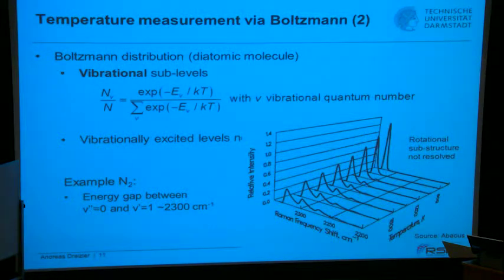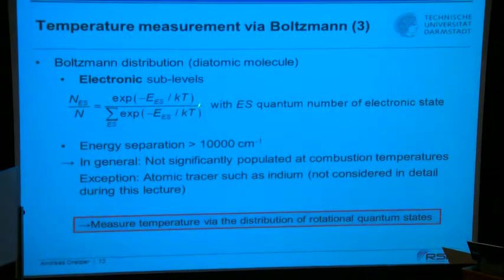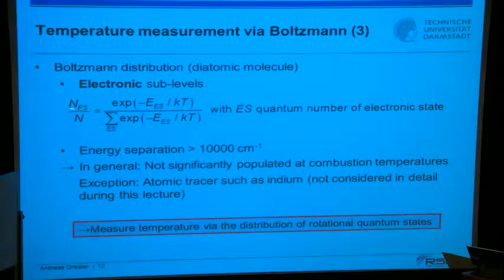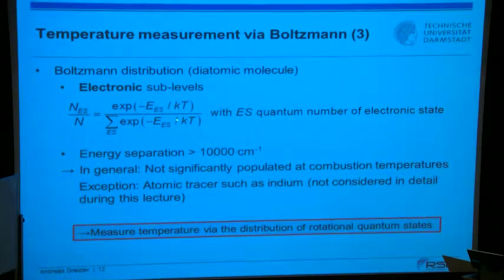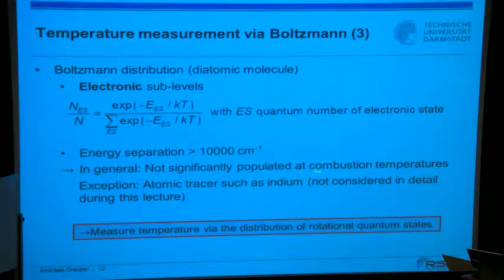So much higher energy levels than in rotation. Let's refer to electronic sublevels. Now we have here the Boltzmann fraction for these different electronic states, with accordingly the energies of these electronic excitations. And there the energy separation is in the order of at least 10,000 wave numbers for molecules we're interested in. And that's why, even at adiabatic flame temperatures, they're not significantly populated.